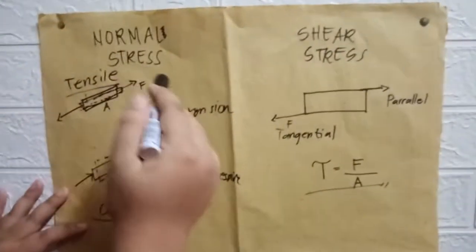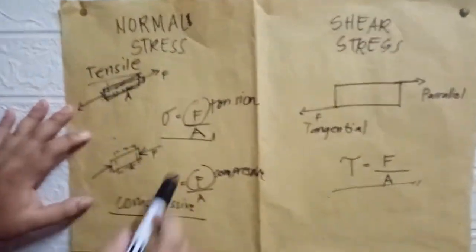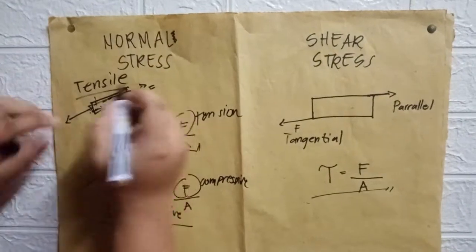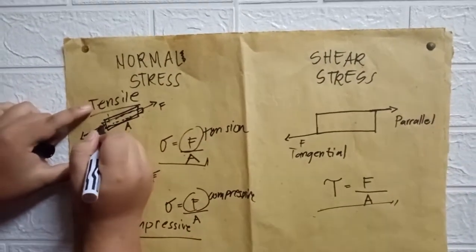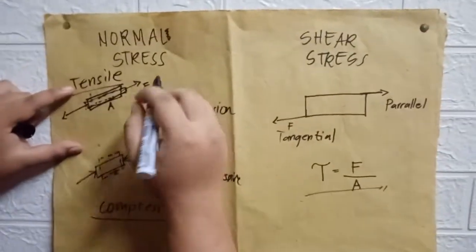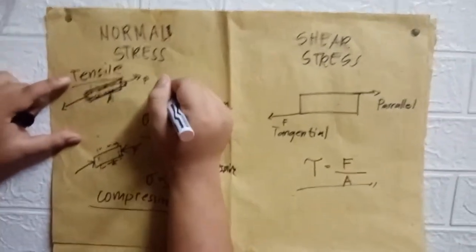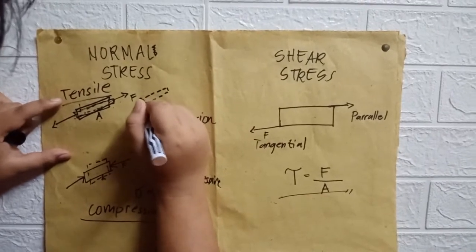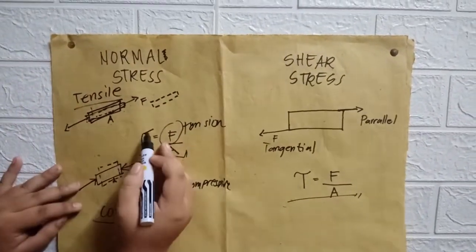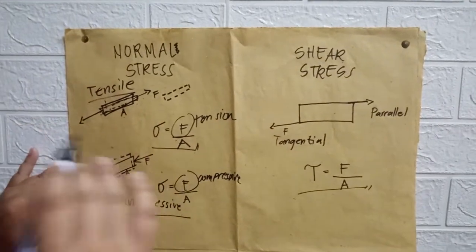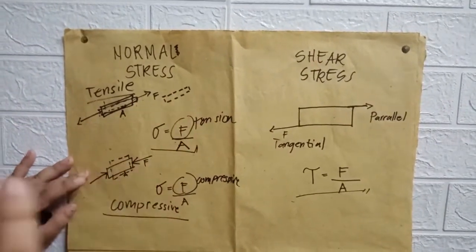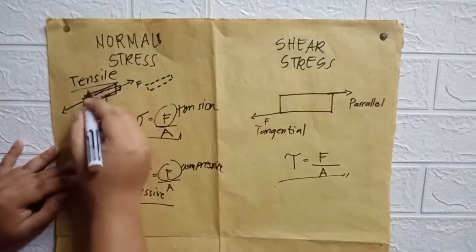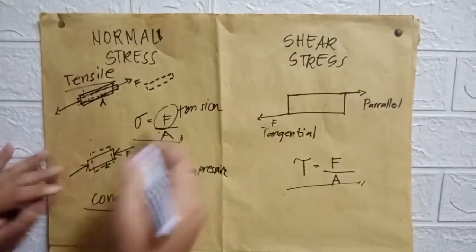In normal stress, there are two types, the tensile stress and the compressive stress. In tensile stress, the two forces are stretching the object. So, what will happen to the object? The object will become thin. And this is the formula for the normal stress. It is called normal stress because the force is perpendicular to the area. The force acting in the tensile stress is called tension force.